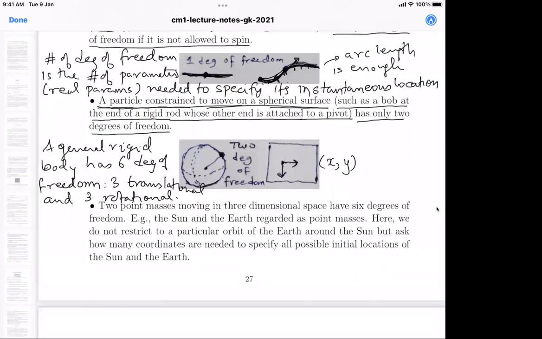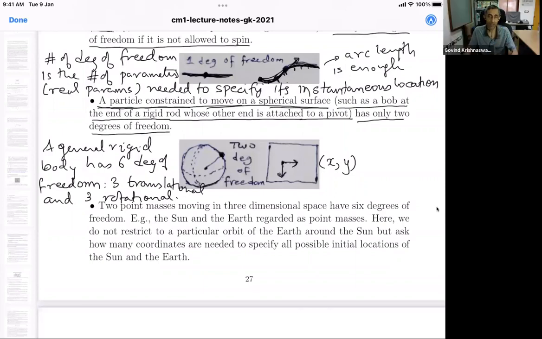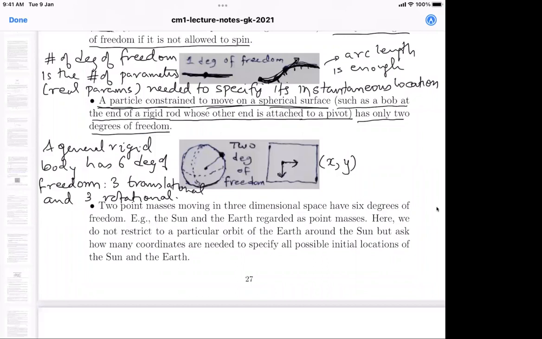Sir, I had a question. Is degree of freedom the least number of parameters required to specify its location? Yeah, it's not the least; it is the number of parameters. So you are quite right. The number of real parameters needed to specify its instantaneous location. Indeed, location plus orientation.